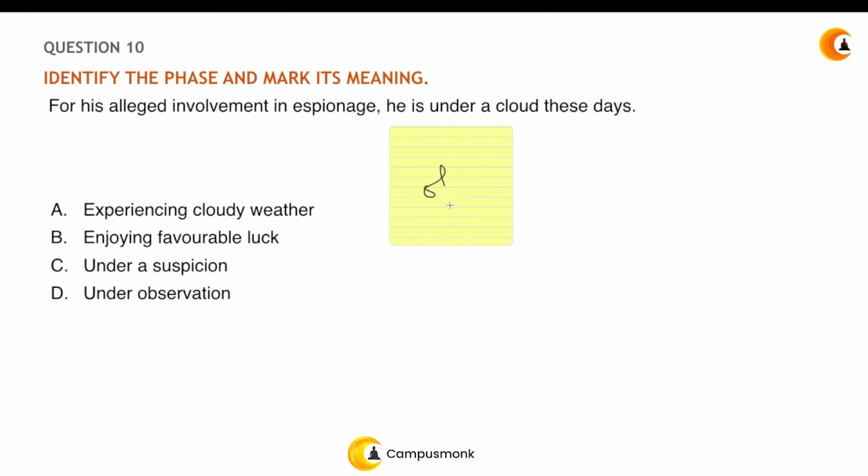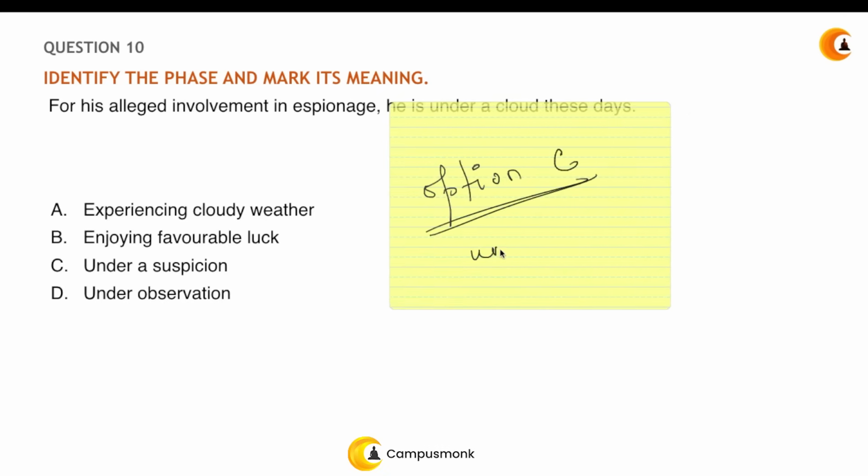He is suspected to be the person who has been spying. So the answer is option number C, which says under suspicion. Got it, everyone? Clear?